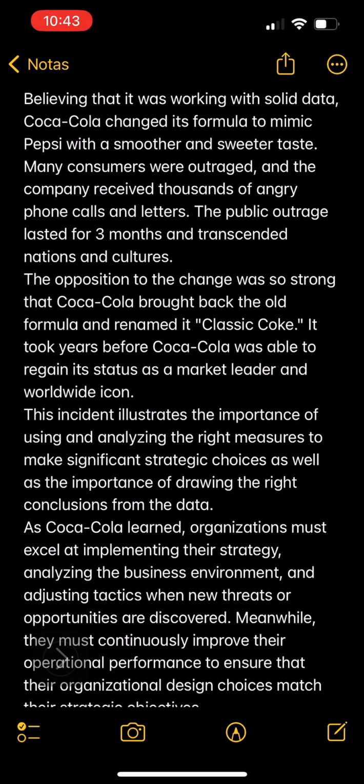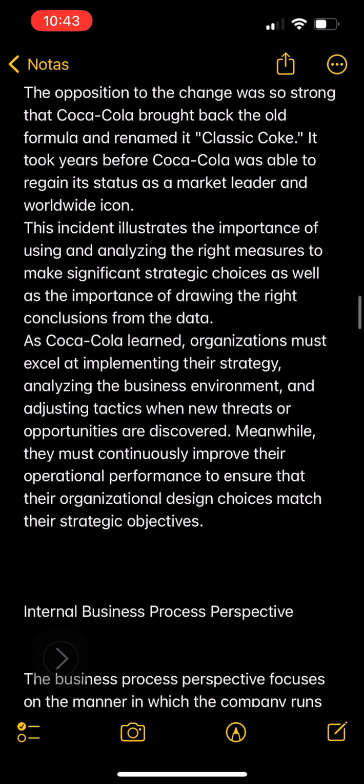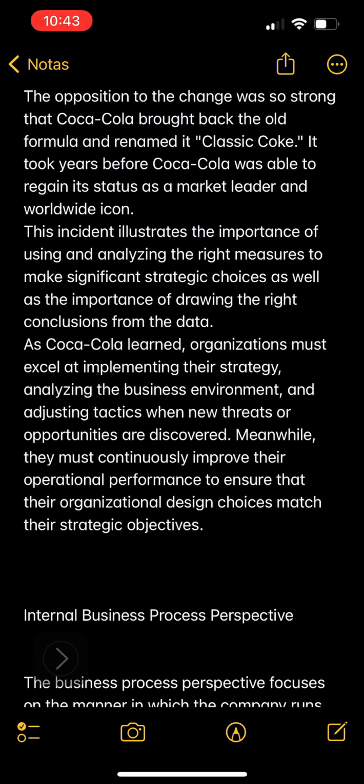The public outrage lasted for 3 months and transcended nations and cultures. The opposition to the change was so strong that Coca-Cola brought back the old formula and renamed it Classic Coke. It took years before Coca-Cola was able to regain its status as a market leader and worldwide icon. This incident illustrates the importance of using and analyzing the right measures to make significant strategic choices, as well as the importance of drawing the right conclusions from the data.